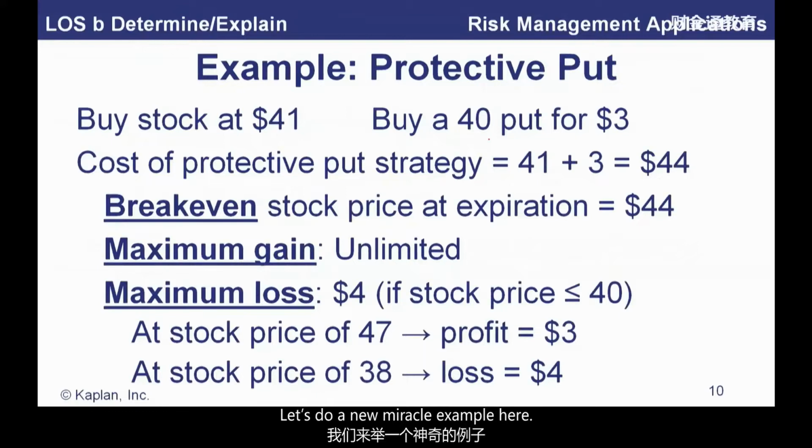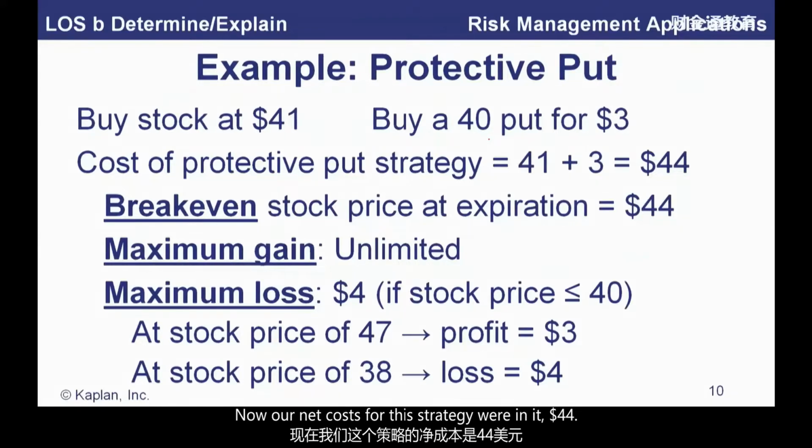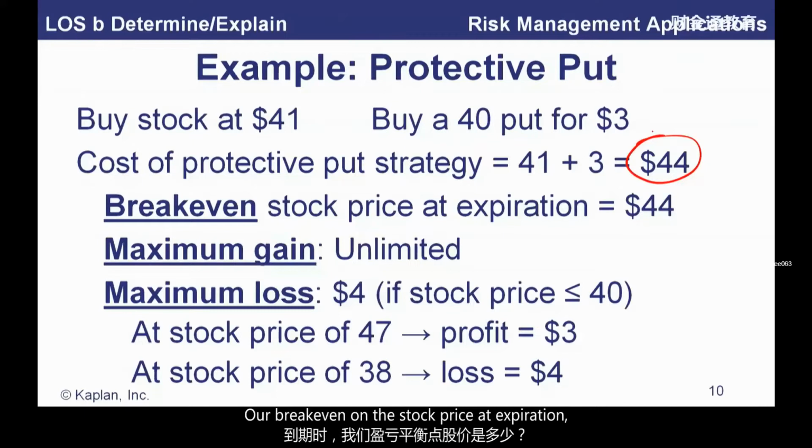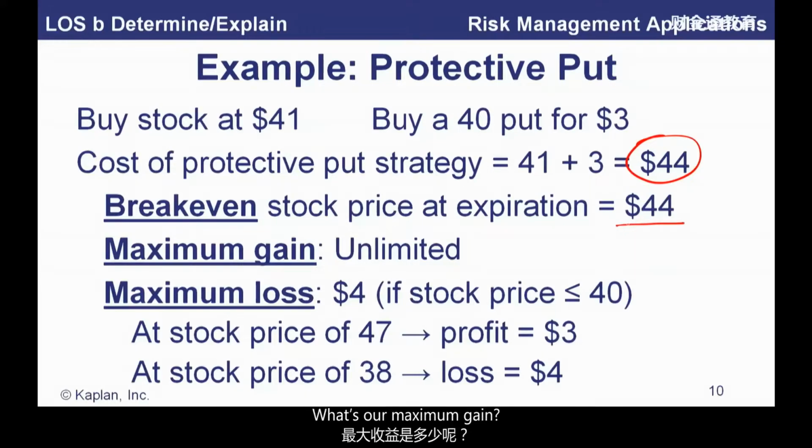Let's do a numerical example here. Let's buy a share of stock at 41, and let's buy a 40 put for $3. Well, now our net cost of the strategy, we're in it at 44. Our break even on the stock price at expiration, well, if the stock's worth 44, our $40 put is out of the money, it expires worthless, and we're just break even. What's our maximum gain? Well, our maximum gain is unlimited. If the stock goes to $1,000 a share, the only thing out of that gain is what we paid for the put, $3 a share. So the maximum gain is unlimited.